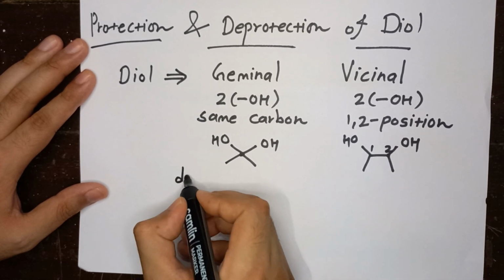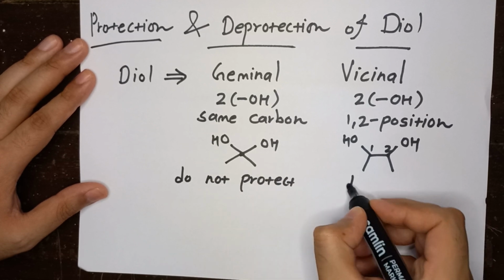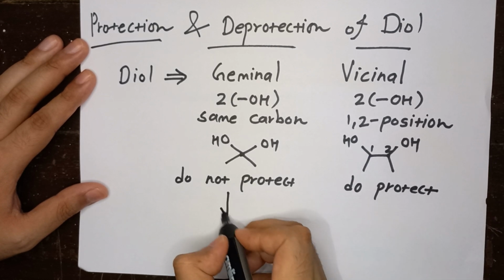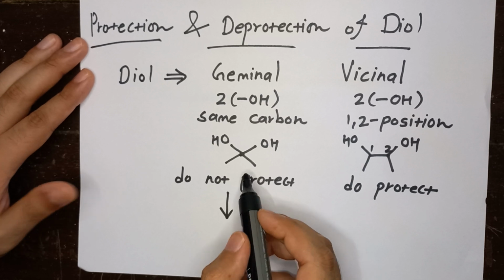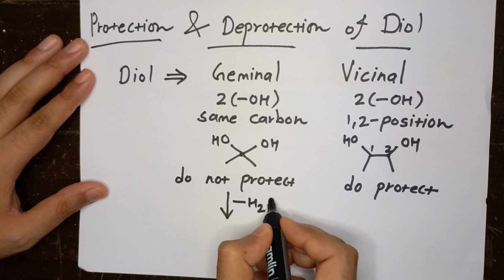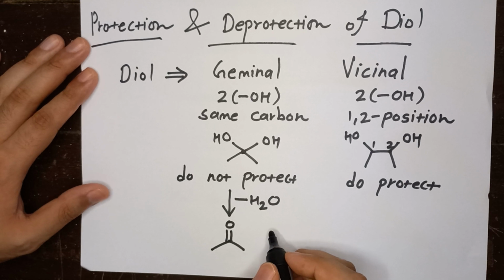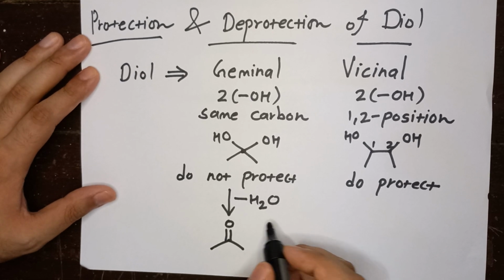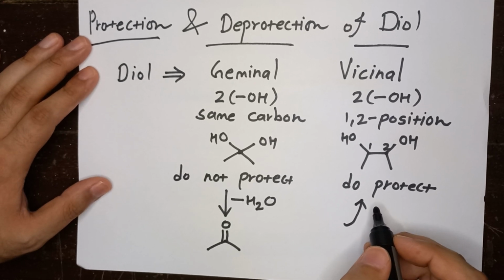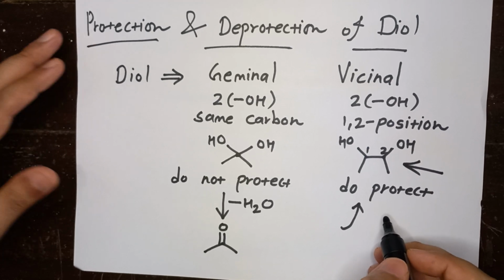Now we generally do not protect geminal diols, but we do protect vicinal diols. So what is the reason why we don't protect geminal diols? The reason is when you have two OH groups at the same carbon, by eliminating water, they are able to form an aldehyde or ketone. So that is the primary reason why we don't protect geminal diols, but we do protect vicinal diols. Now let's look at what strategies are available to protect vicinal diols.